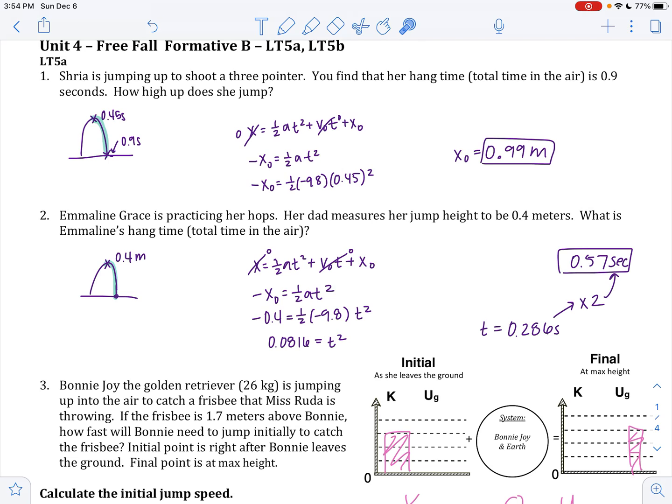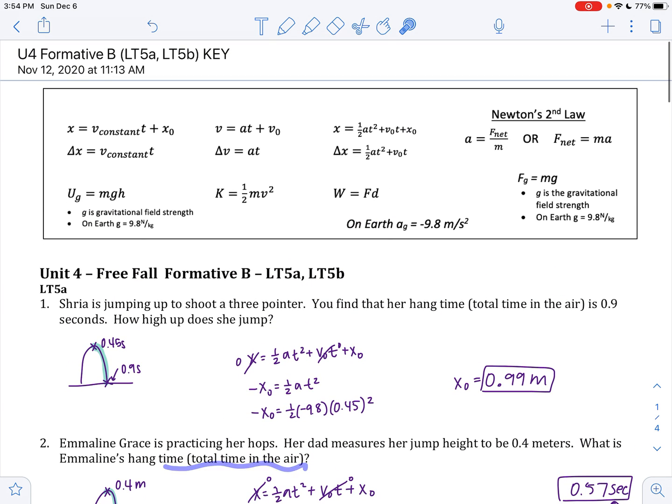It's again looking at the total time. So you may think, oh, well, we can't use that because this is a changing velocity. We're accelerating. I could use this one now. You don't want to, because we don't know how fast she's going when she hits the ground.